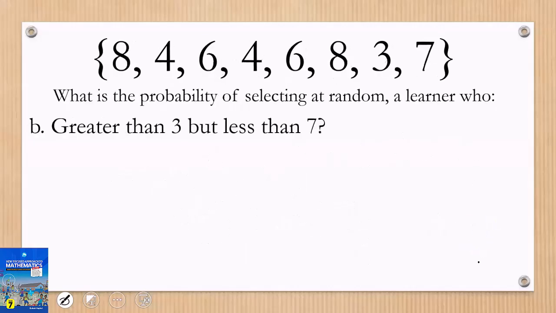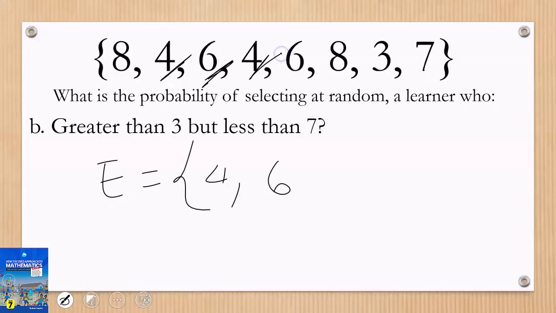Right. Then the last question says, what is the probability of selecting at random a learner who had greater than 3 but less than 7? So let's define that event as event E. Let's pick out all numbers that are greater than 3 but less than 7. 4 is greater than 3. 6 is greater than 3. 4 is greater than 3. 6 is greater than 3.